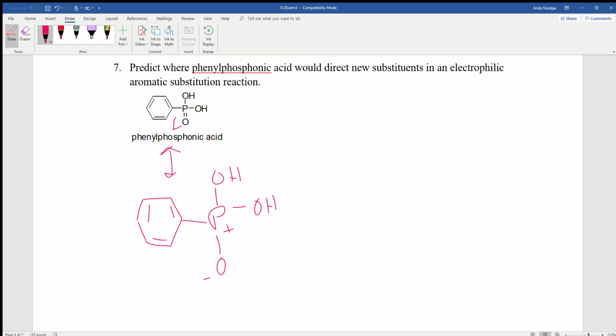And so this phosphorus-oxygen double bond, just like a carbon-oxygen double bond, we can draw a resonance structure where the electrons move up onto the oxygen. That puts a positive charge next to the aromatic ring on the phosphorus, and so we can continue to draw resonance structures moving our electrons around.